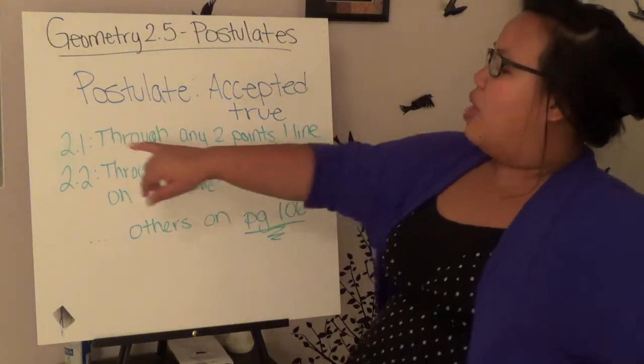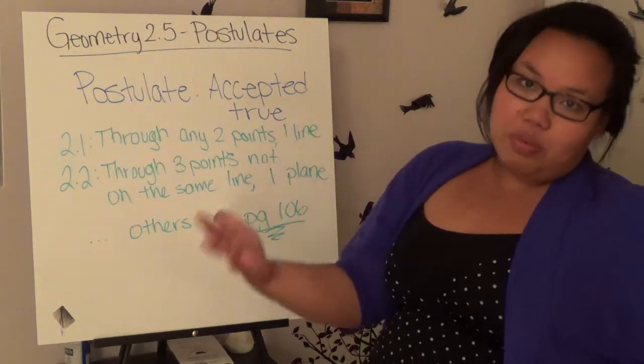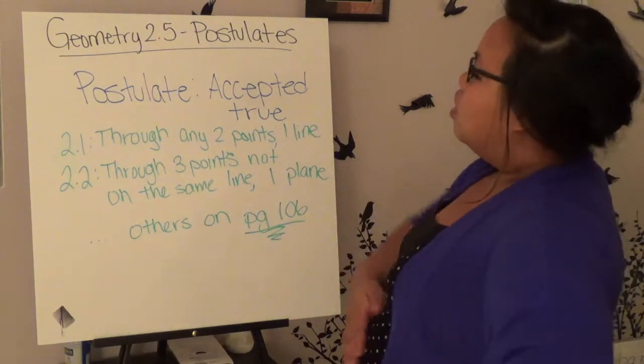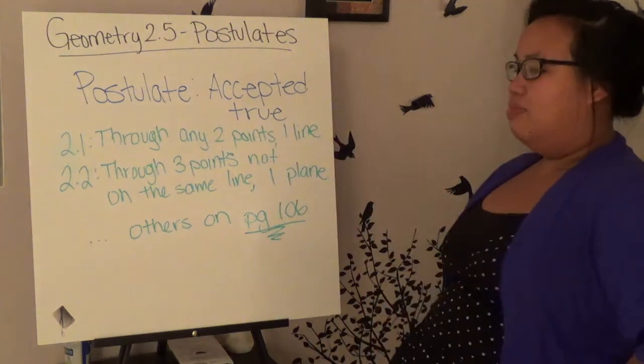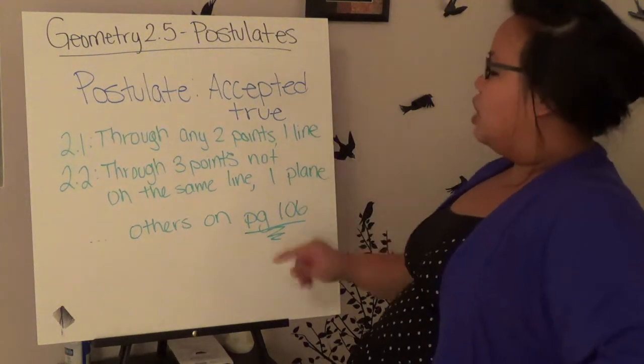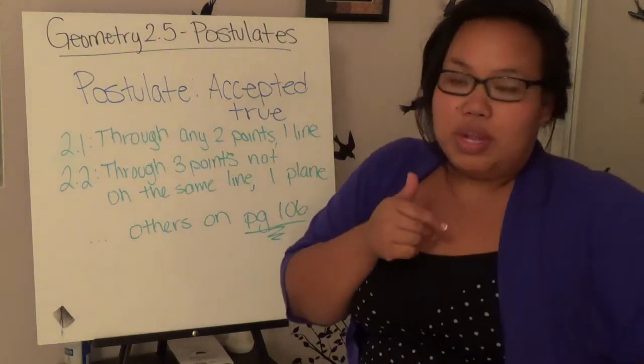So for example, every postulate has a number. It's different in every book, so usually we have titles. So this is postulate 2.1, and it says through any 2 points there is one line. So basically if I put any 2 points anywhere, you can only draw one line through them.